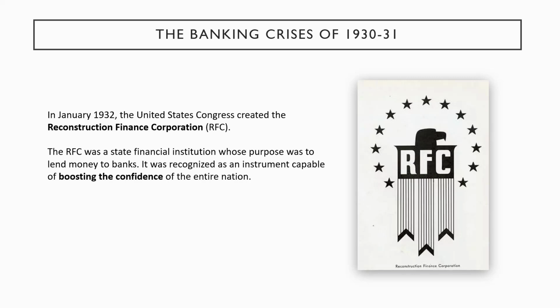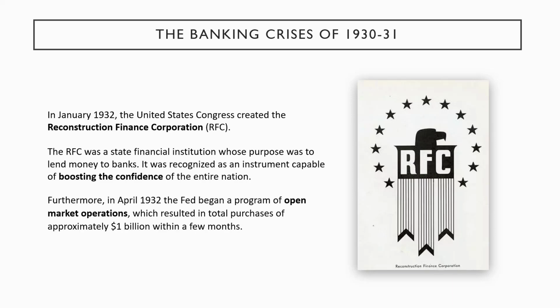Typically, loans were aimed at those institutions characterized by assets with sufficient long-term value to repay creditors, but which could have short-term liquidity shortfalls. Furthermore, in April 1932, the Fed began a program of open market operations which resulted in total purchases of approximately $1 billion within a few months.